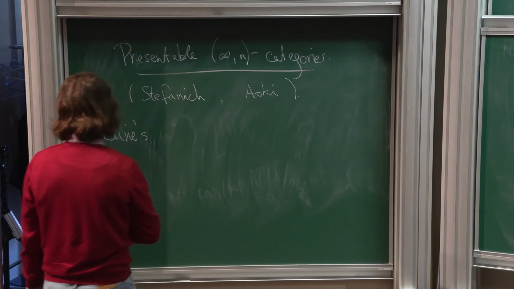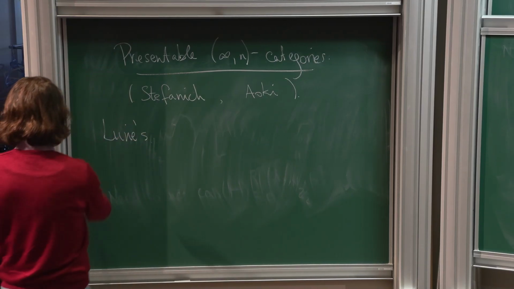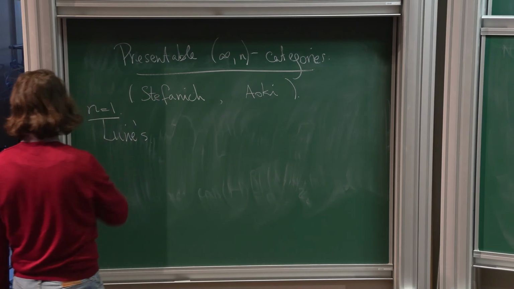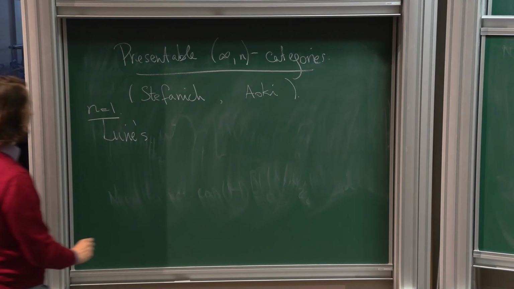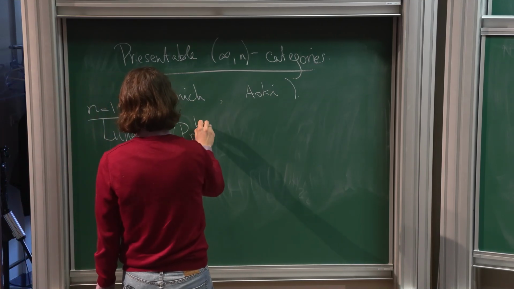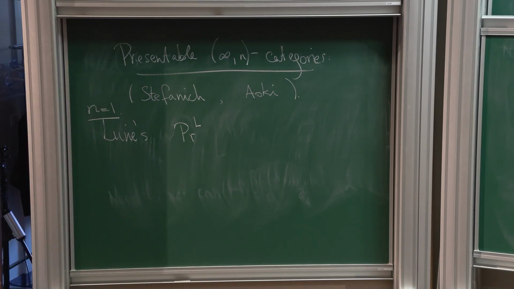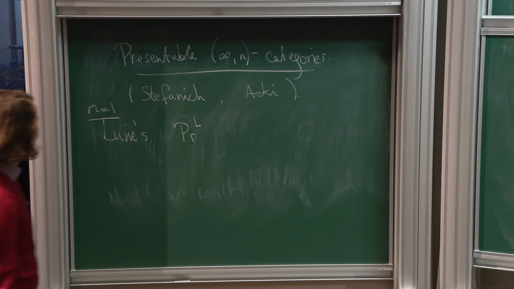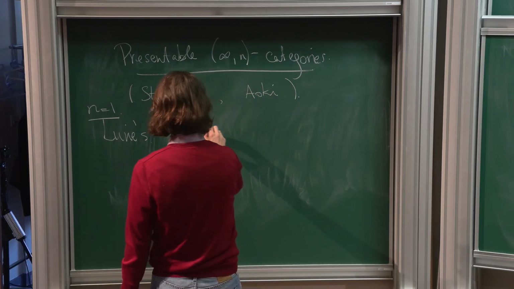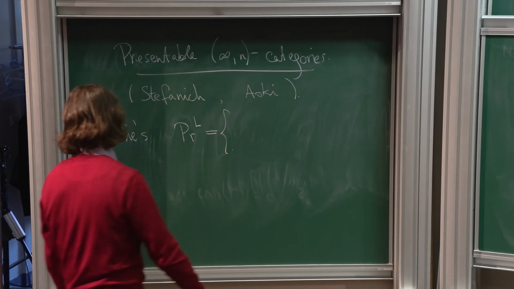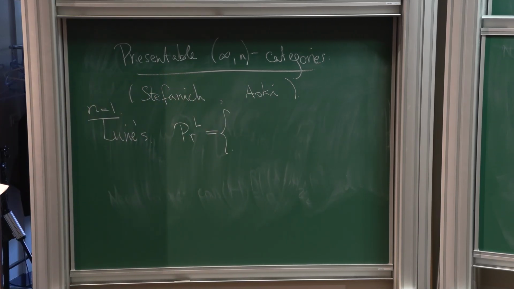All right, so let's first recall the story when n is equal to 1. So then we have Lurie's PrL. The Pr stands for presentable, the L stands for left adjoint functors, or these are the co-limit preserving functors. So what is this? I will not define what an infinity or infinity 1 category is here. I refer you to Lurie.